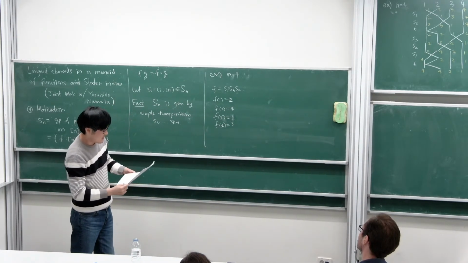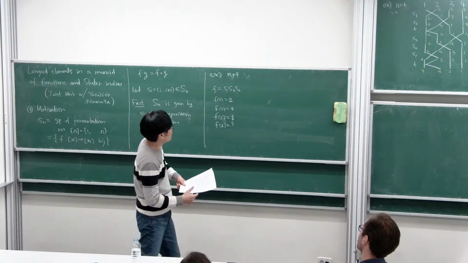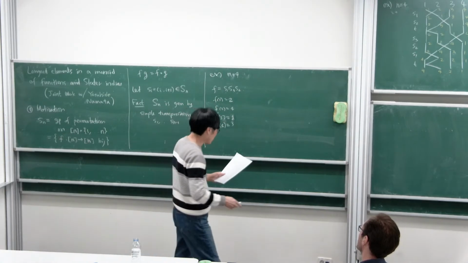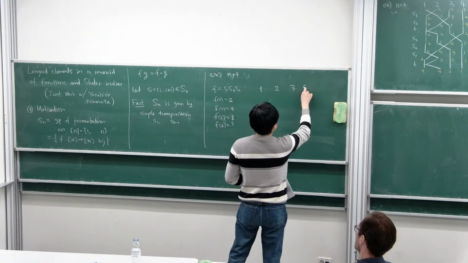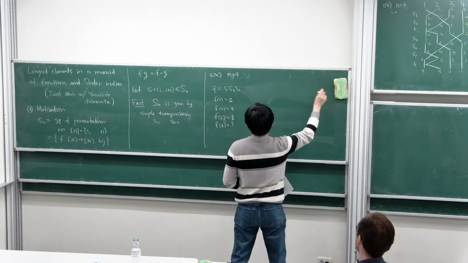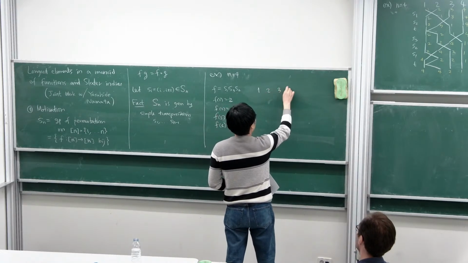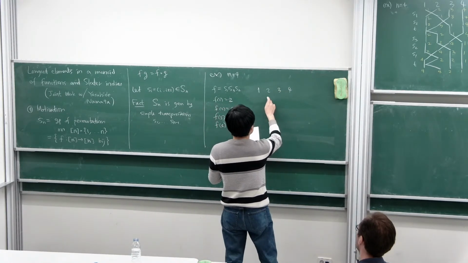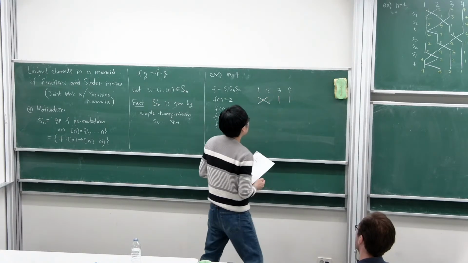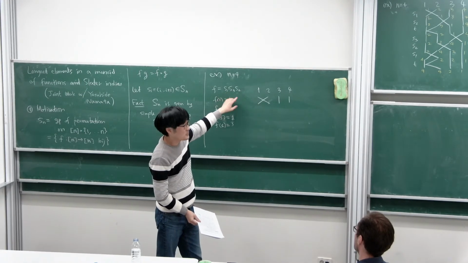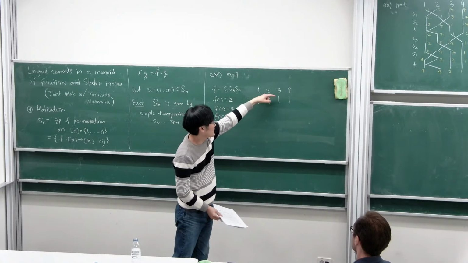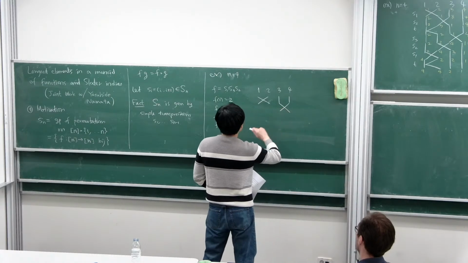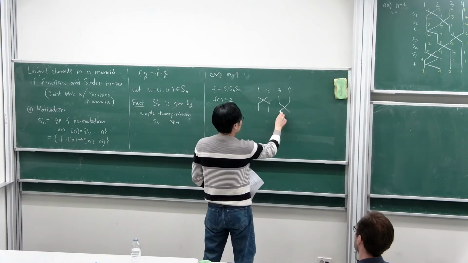Instead of just looking at each integer one by one, I'm going to draw this as a diagram. This is 1, 2, 3, 4. So s1 will be this. s1 exchanges 1 and 2, so I'm going to make this cross, and then they go like this. And next s3 like this, and s2 is like this.